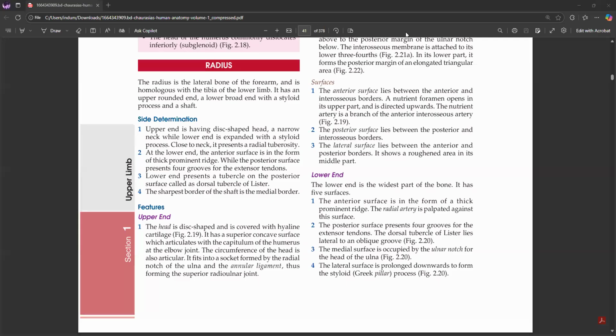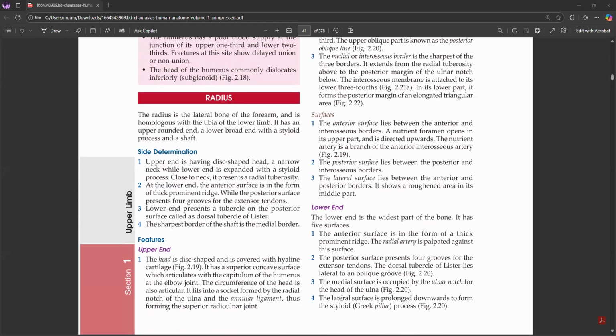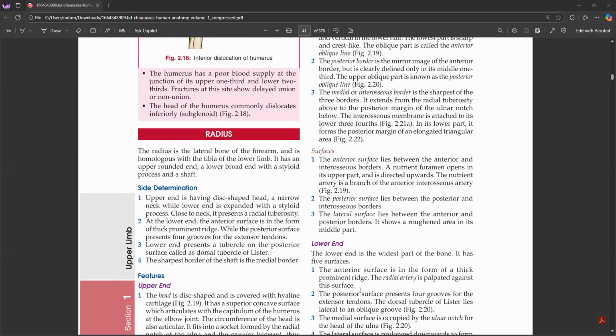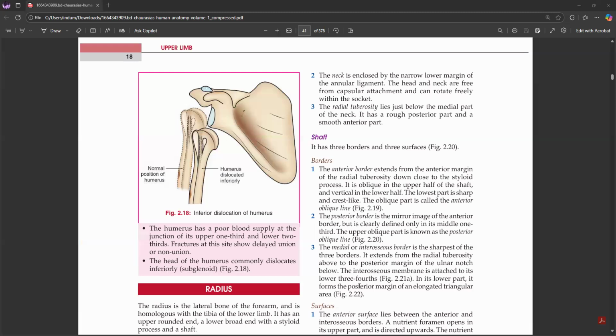Features. Upper end. Number 1. The head is disc-shaped and is covered with hyaline cartilage, figure 2.19. It has a superior concave surface which articulates with the capitulum of the humerus at the elbow joint. The circumference of the head is also articular. It fits into a socket formed by the radial notch of the ulna and the annular ligament, thus forming the superior radio-ulnar joint.